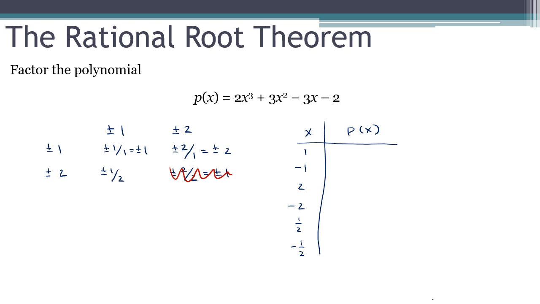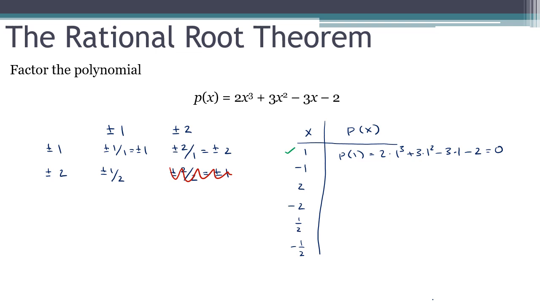All right, so let's see. Now, this is just calculator work. P of 1: 2 times 1 to the third, plus 3 times 1 squared, minus 3 times 1, minus 2. You go to your calculator, you work this one out. That one comes out to 0. Excellent. 1 is a root. Now, remember, I'm going to need the factors, right? But we'll circle back around to getting the factors from the roots in a minute.